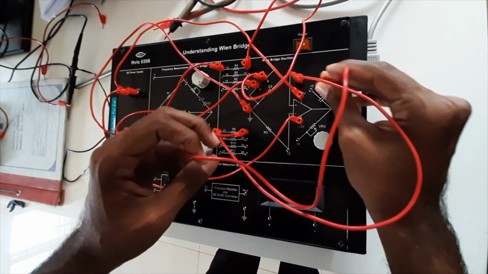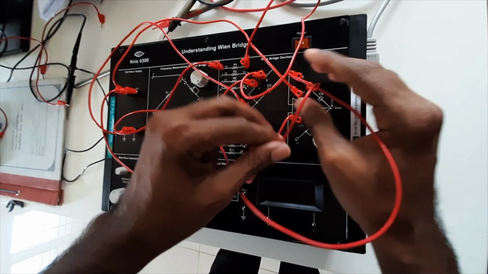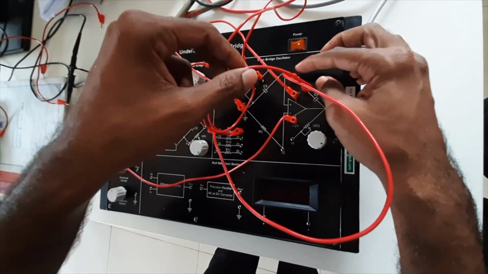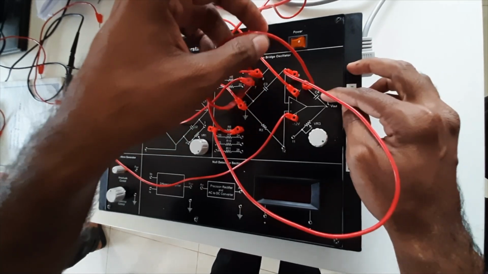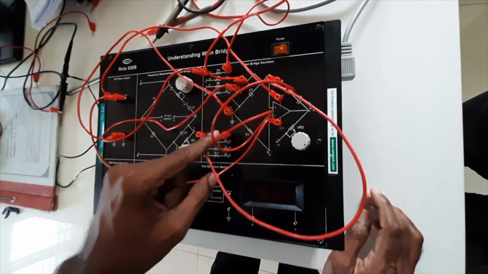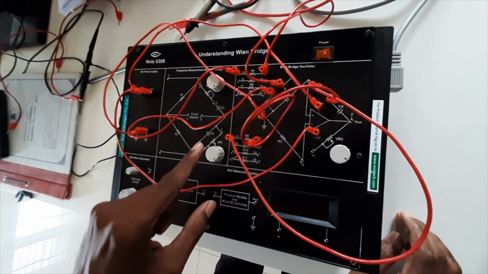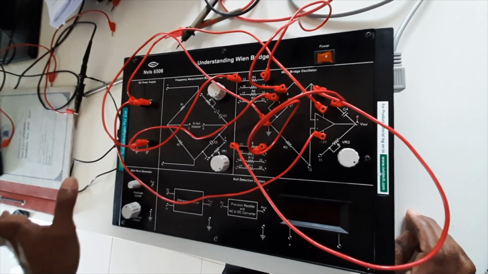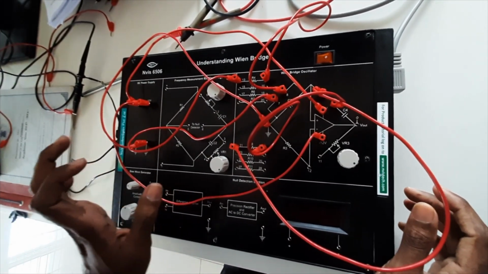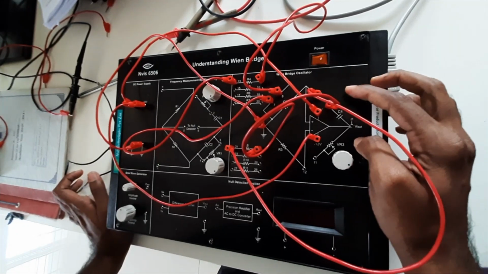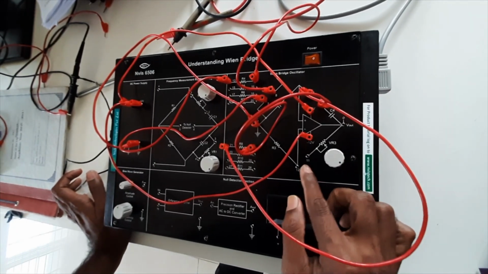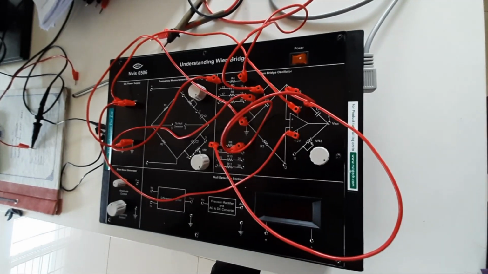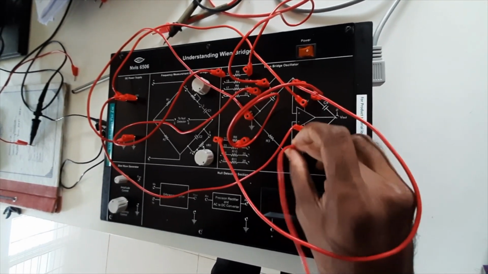We are connecting the Wien bridge. If you see here, the resistance is connected in parallel, and here the combination is a series combination of resistance and capacitance. This R8 value is also internally 10 kilo ohms. Both R4 and R8 values are 10 kilo ohms. Now we need to observe the waveform generated by this Wien bridge oscillator, and here one more connection you need to do. You need to short this 11 and 12.